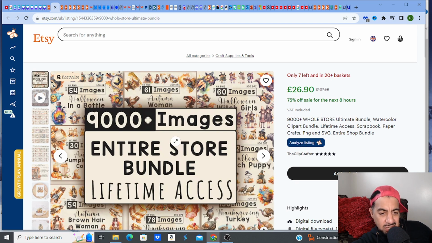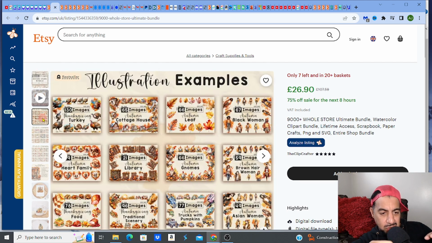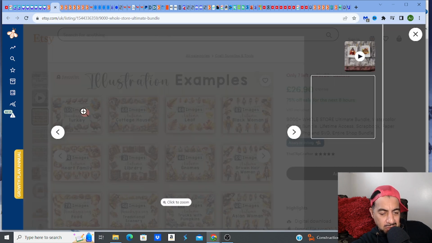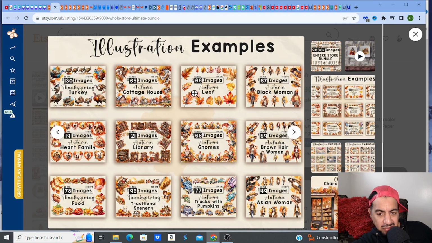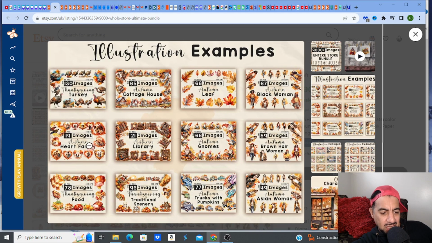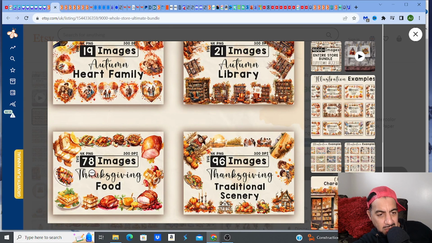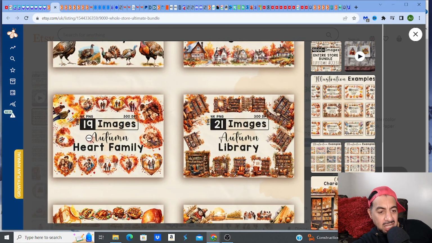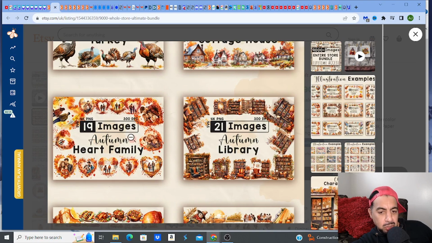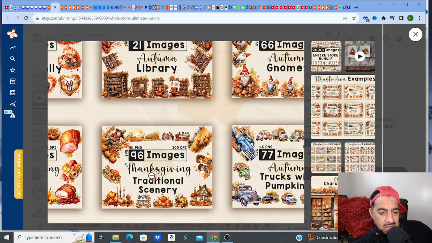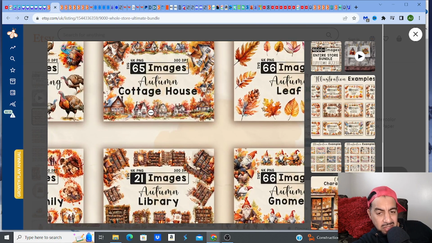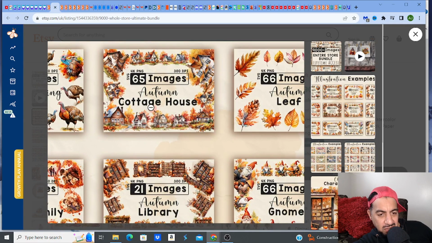Now this seller obviously sells smaller bundles, right? So you can see these smaller bundles here. For example, you've got cottage house, leaves, brown hair, gnomes, library, heart family. They're Thanksgiving food. They're all, if you like, smaller bundles. Look, 78 images. Look at this one, 19 images, but it's a bundle of 19. 21 library images, 96, and so forth. There's different sizes actually. Cottage houses, 65 images.